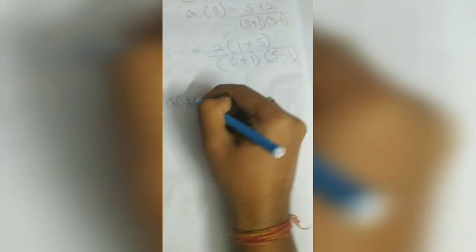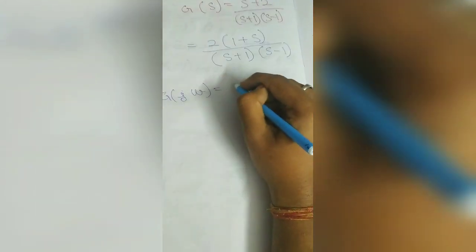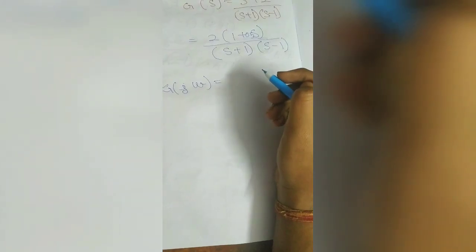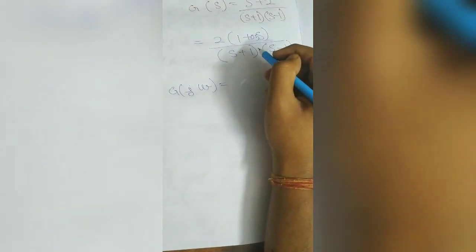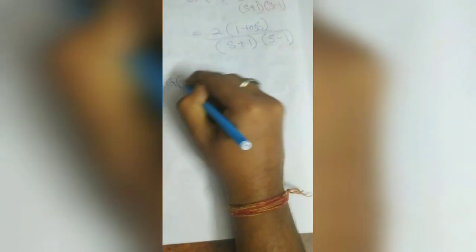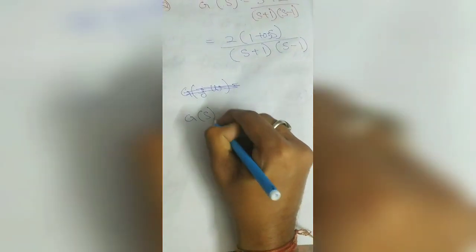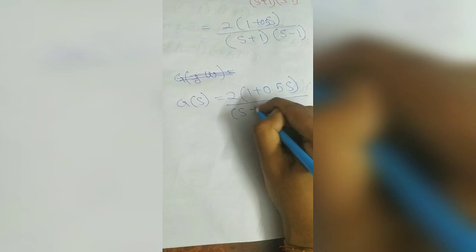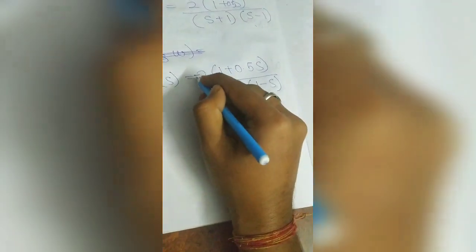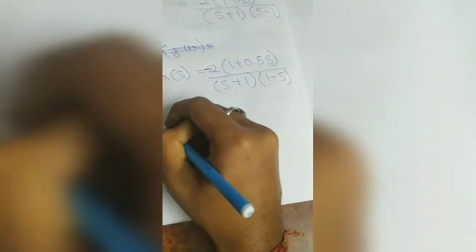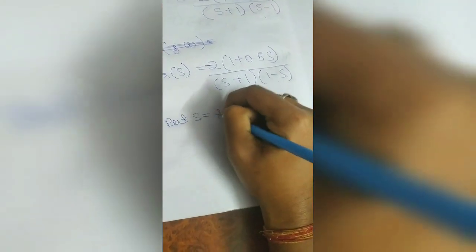So G(j omega) is equal to, how much is it? It will be 0.5s. Now we have to do another step: G(s) is equal to 2(1 plus 0.5s) by (s plus 1)(1 minus s). While interchanging this, there will be a minus sign. When we write s minus 1 as 1 minus s, there will be a minus sign.